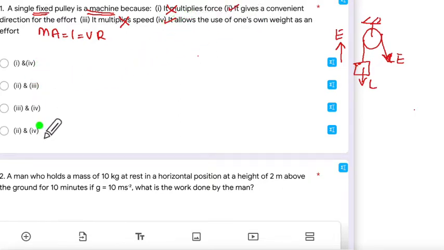Where is 2 and 4? 2 and 4 is here. So this is the answer to our first question.